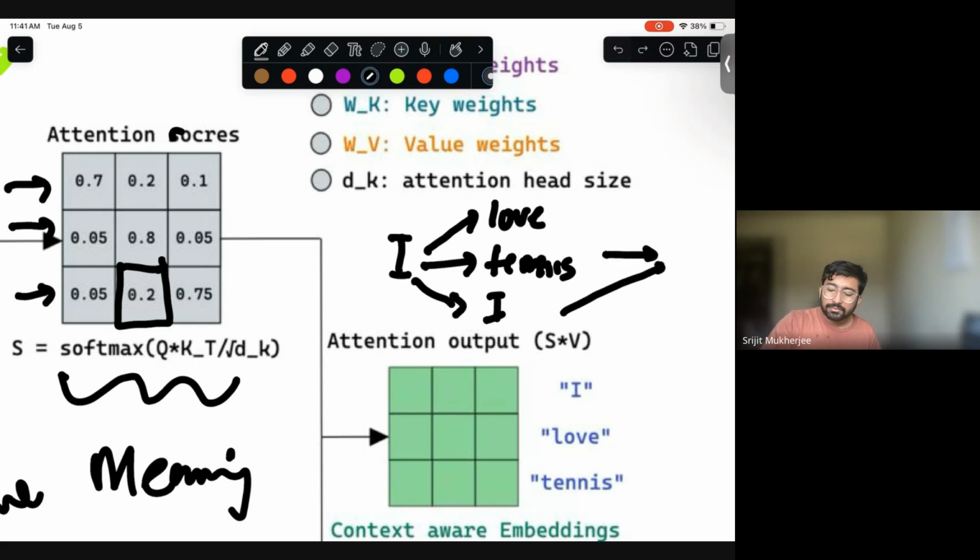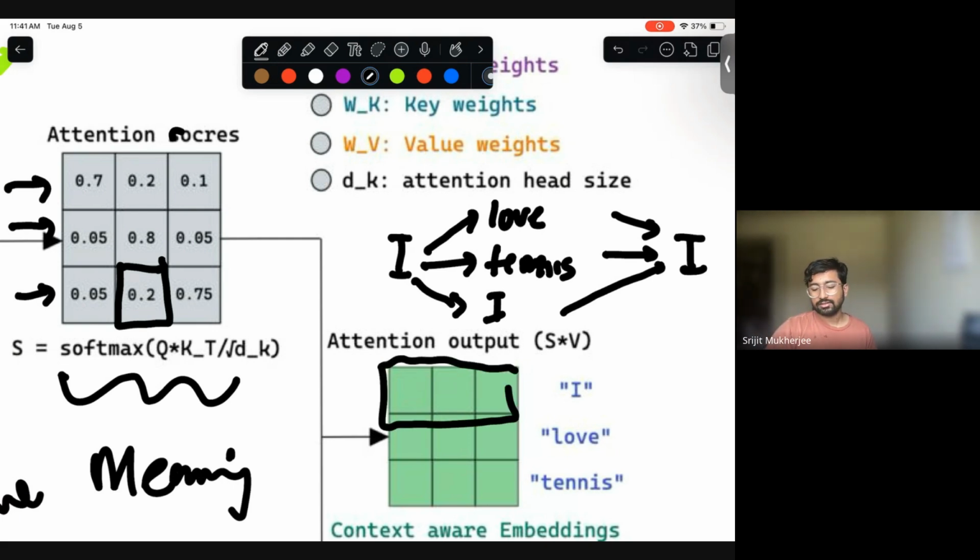So we are not only capturing one direction. When I say the updated value of I, it not only captures how I goes to love, but also captures how love goes to I. Okay, that's how the vector is created. It sees how I is related to new words, and how those new words are related to I. Both the sequences are captured.